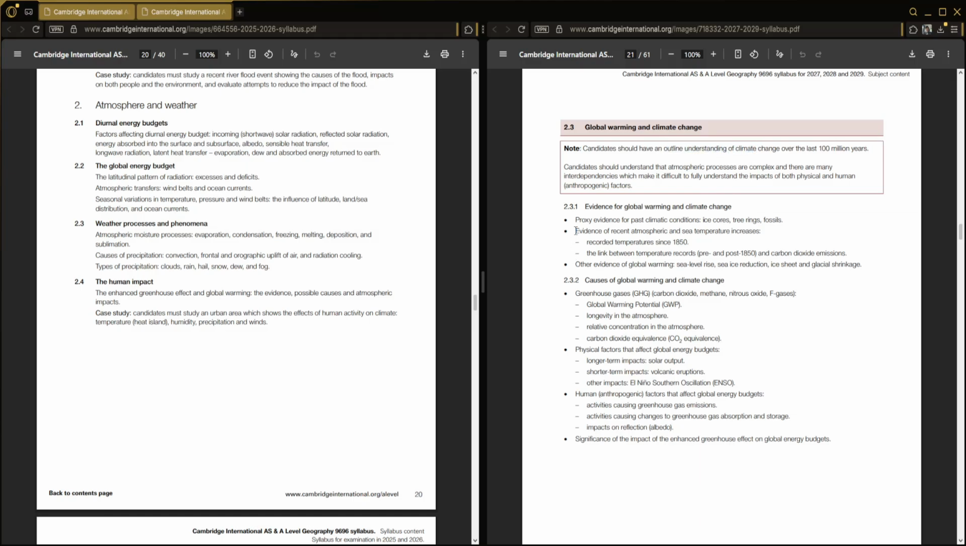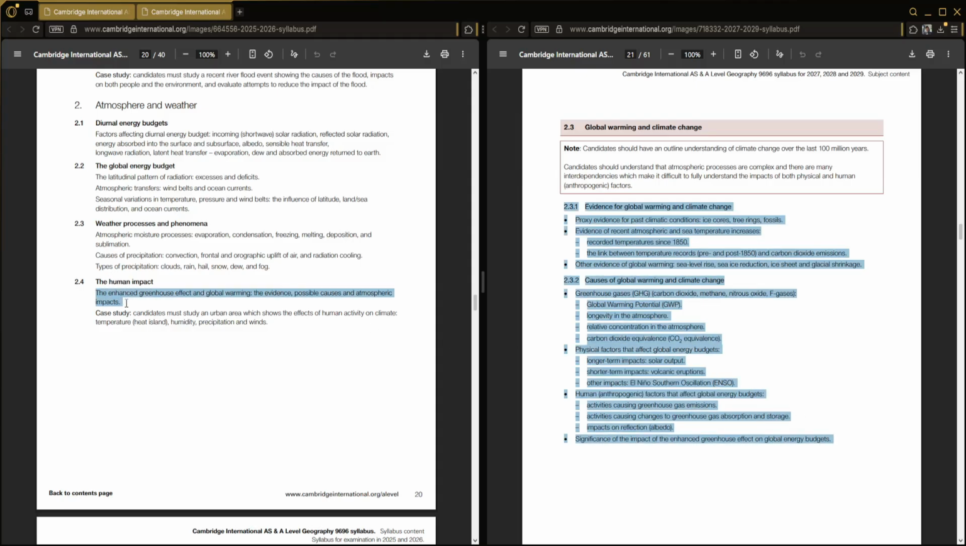For the actual content of 2.3, what you studied over here is basically this one sentence in the old syllabus. So when you're looking at it, the new syllabus may seem like there's so much, but in actuality, all of that is actually condensed into this one sentence over here.